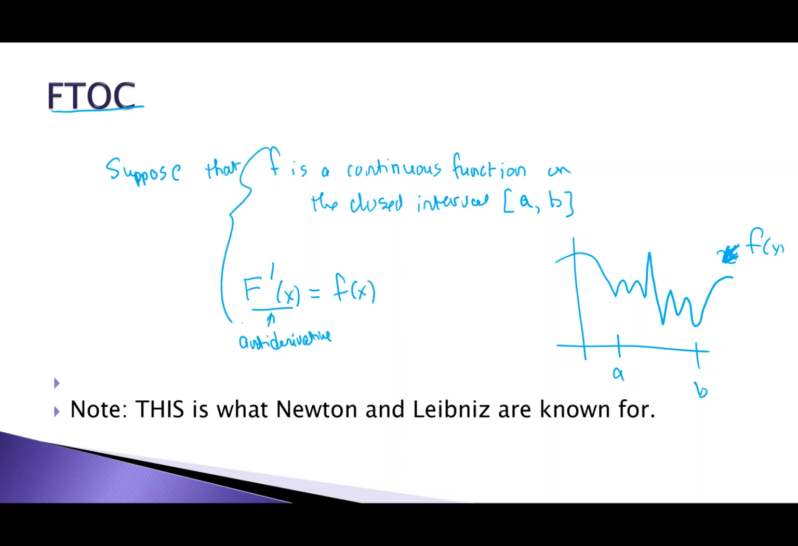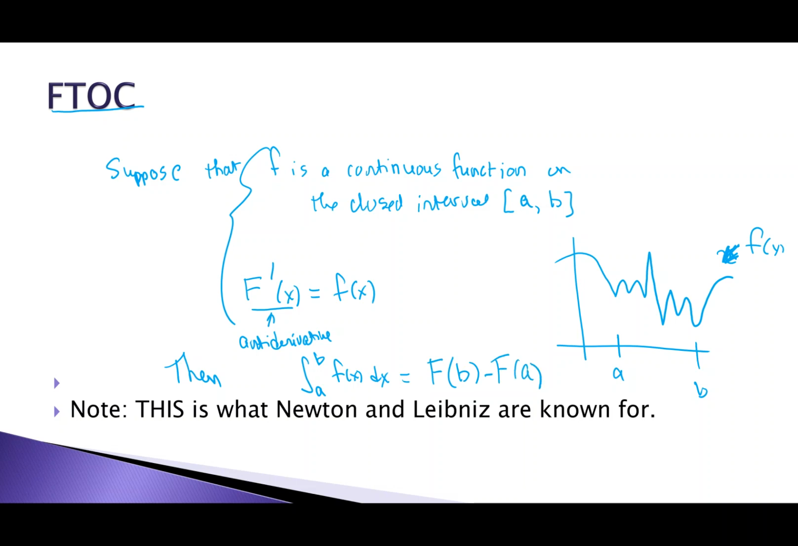If those two things are true, then the area under the curve, between the curve and the x-axis, from A to B, is equal to the big F of B minus the big F of A. There's the fundamental theorem of calculus.